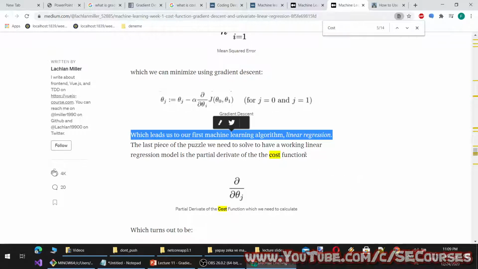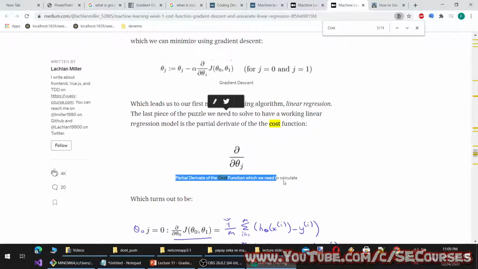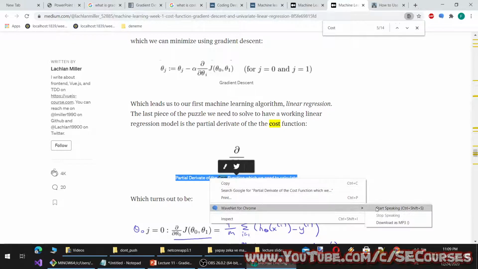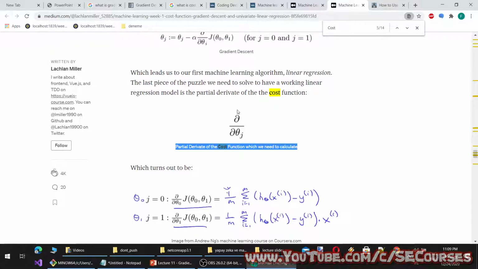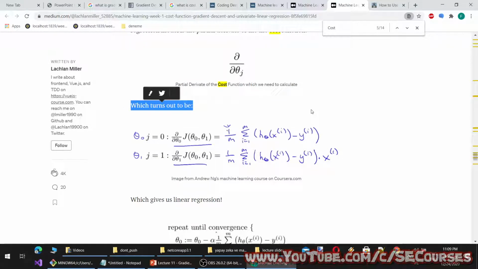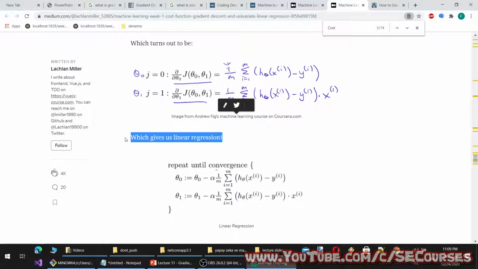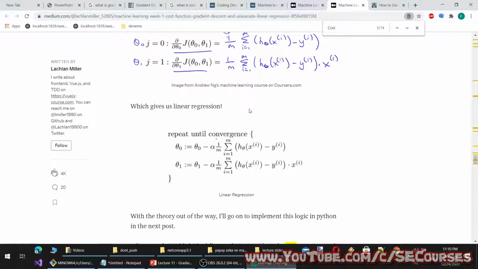The last piece of the puzzle we need to solve to have a working linear regression model is the partial derivative of the cost function. So this is the partial derivative. Partial derivative of the cost function which we need to calculate, which turns out to be, so the partial derivative of the cost function is calculated like this. Which gives us linear regression. And repeat until convergence, as you can see.